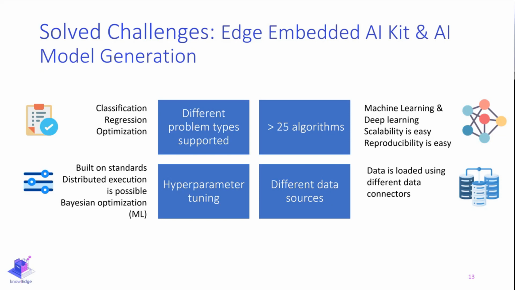As Eduardo presented before, we have different data connectors available, from which we can get data, and different types of problems that we can solve: classification, regression, and optimization, which we will see in depth in the use cases. And in case we are not sure about the list of hyperparameters to use, we can also ask the system to execute an automatic hyperparameter tuning, which, depending on the resources that you have, you can execute in a distributed way or just sequentially.